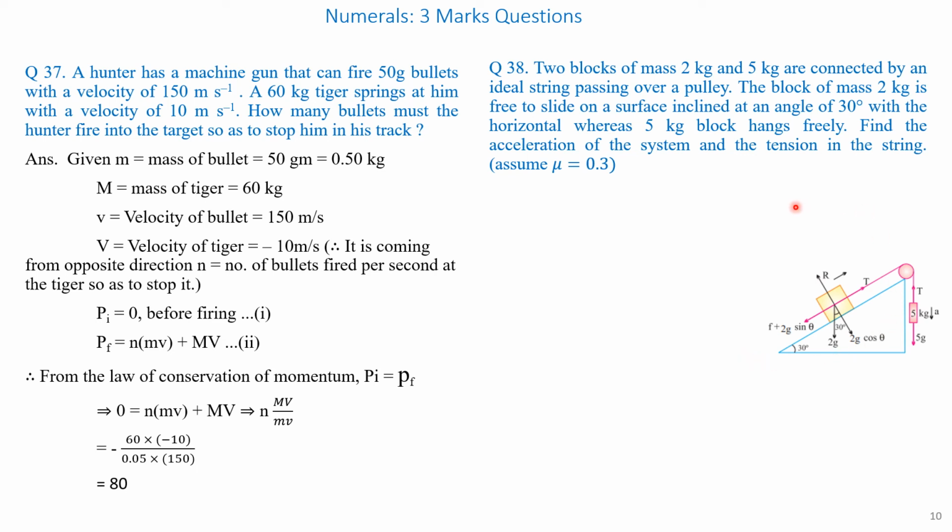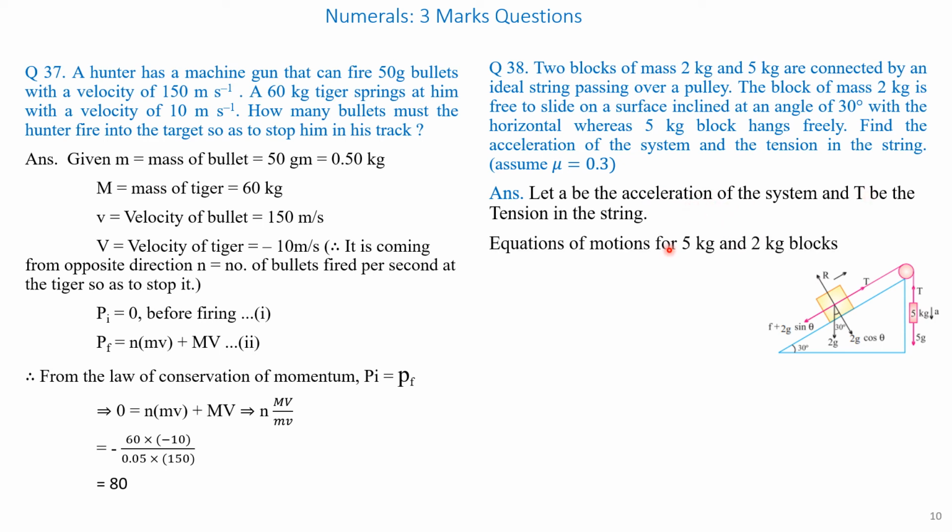We have to draw this. I think he has not given it. Incline, the angle of inclination, the 5 kg mass and the 2 kg mass. Let us solve it. Let a be the acceleration of the system and T be the tension in the string as shown in the figure.